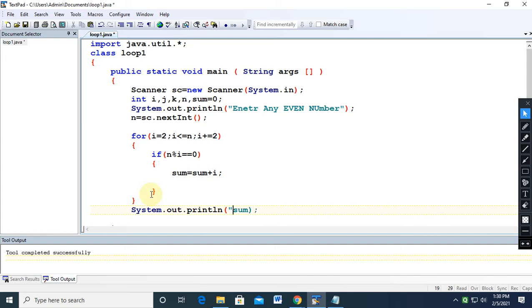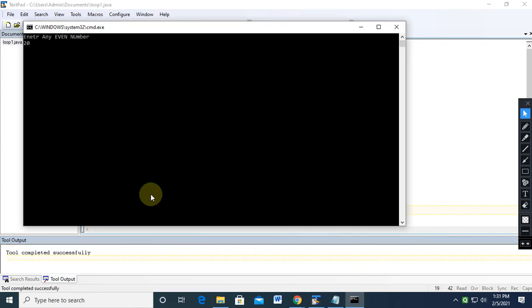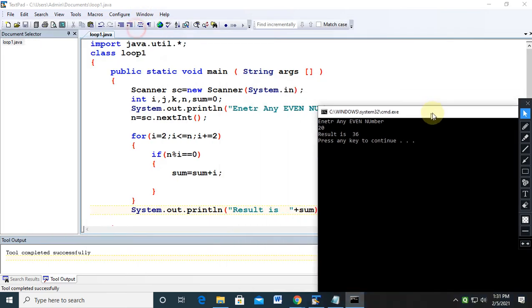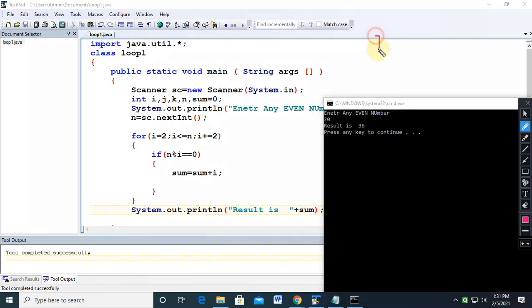So the result is this. Now let me show you again. Now see, am I clear this? So the factors of 20 is 2, 4, 10 and 20. Am I clear? So the total sum is coming here 36.